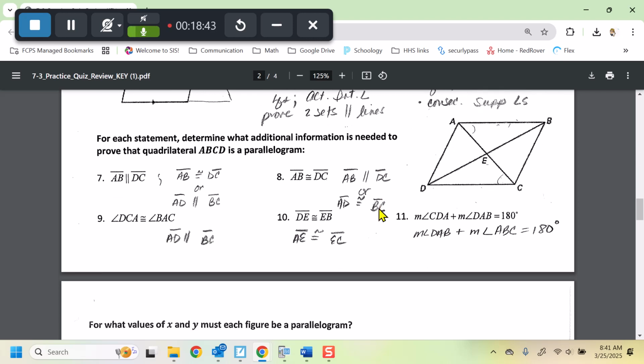For 7, 8, 9, and 10, determine what information you need. If I have one set of parallel lines, I either need that set to be congruent or the other lines parallel. If I have one set of congruent lines, I need that set to be parallel or the other set to be congruent. If I have those 2 angles congruent, all I need is the other sets parallel. These are congruent, I need these to be congruent, and then my consecutive supplementary angles help me out with 11.